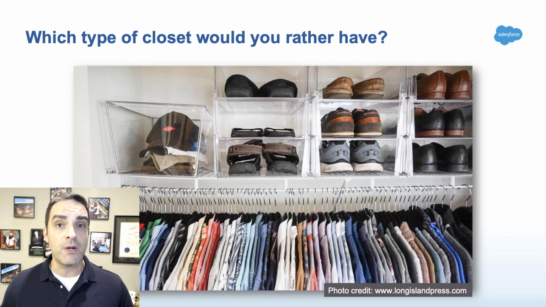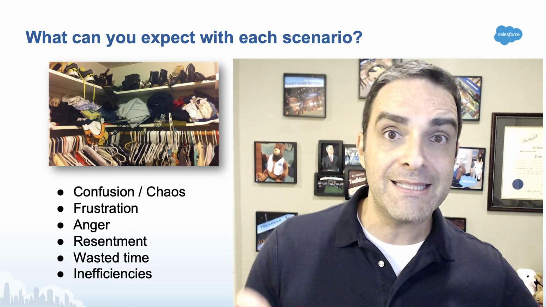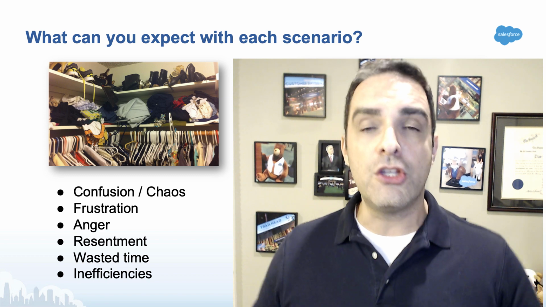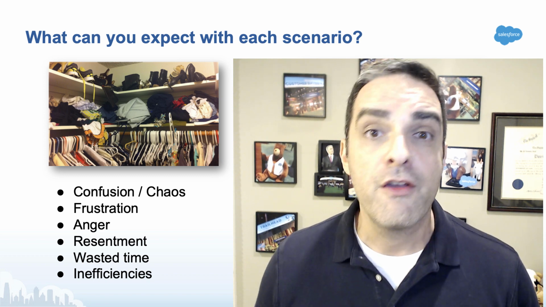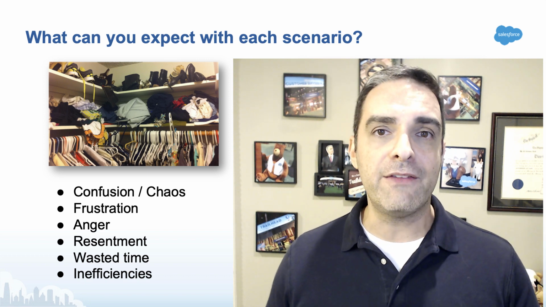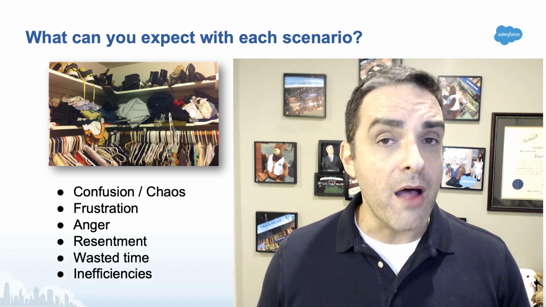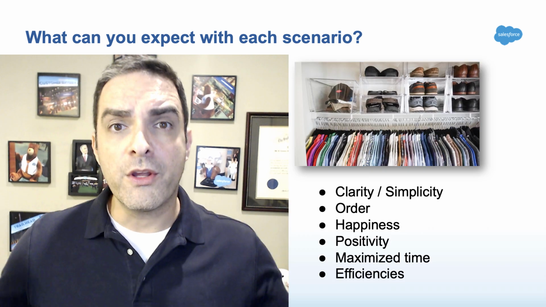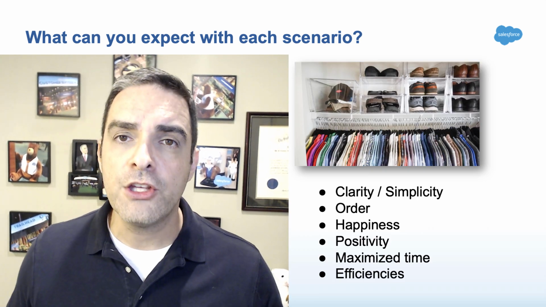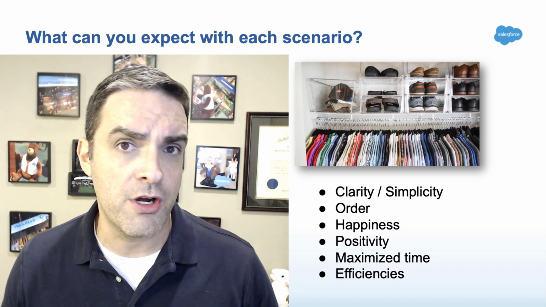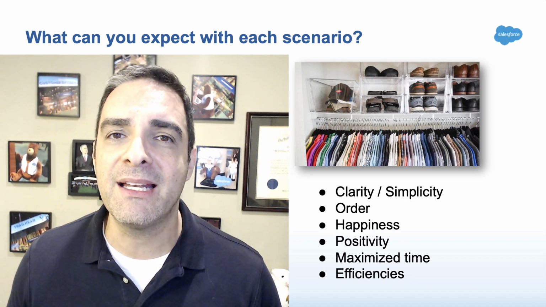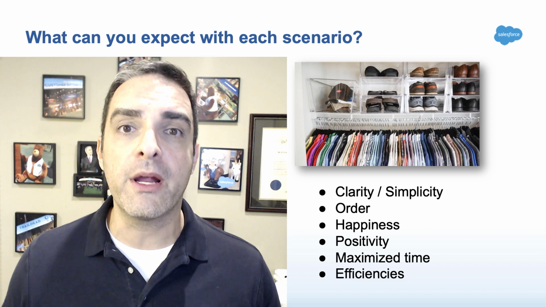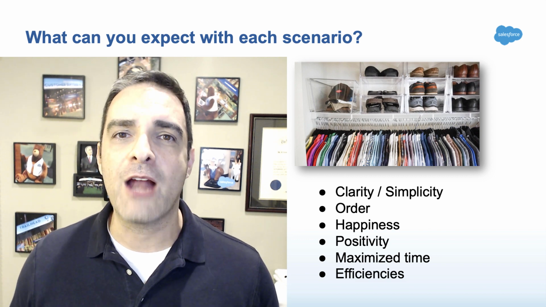In the end, personally, what I found is that when you're working with the messy closet, you are usually experiencing confusion and chaos. You are usually feeling a sense of frustration. You are often feeling anger, maybe even resentment. And in the end, you often have a lot of wasted time and inefficiencies that get thrown into your day. When you're working with an organized closet, on the other hand, you have clarity and simplicity. You have order. Usually, you're experiencing happiness and positivity. Why? Because typically, when we have structure and order, we are able to maximize our time and we can work efficiently.